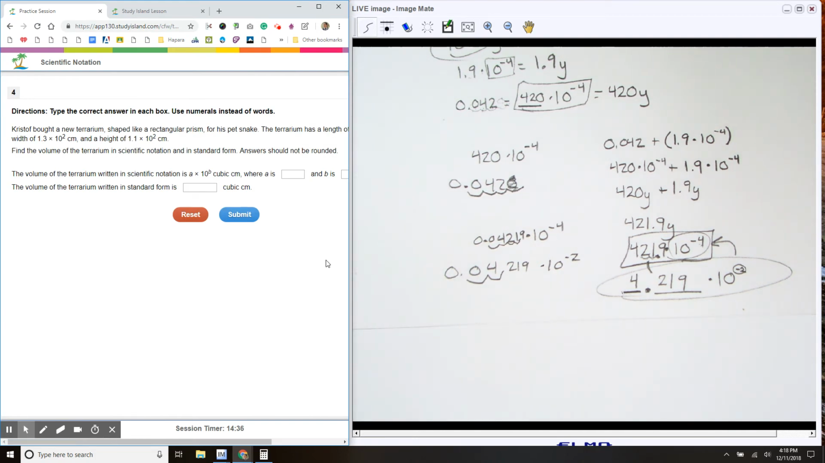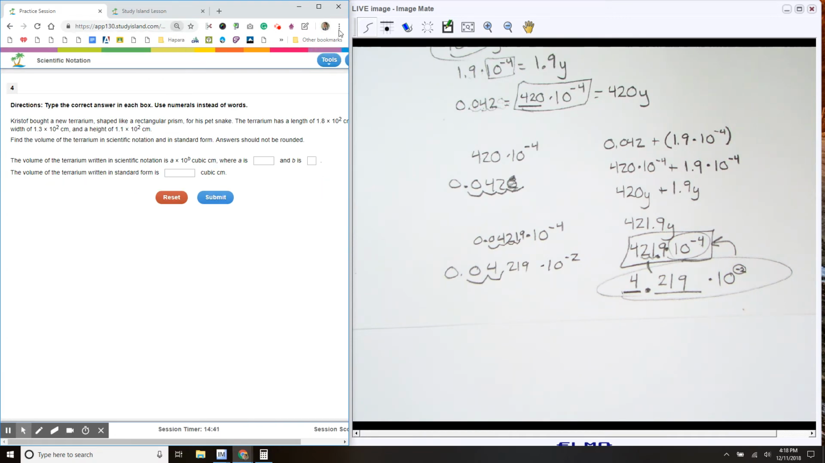Type the correct answer in each box. Use numerals instead of words. Here we go.